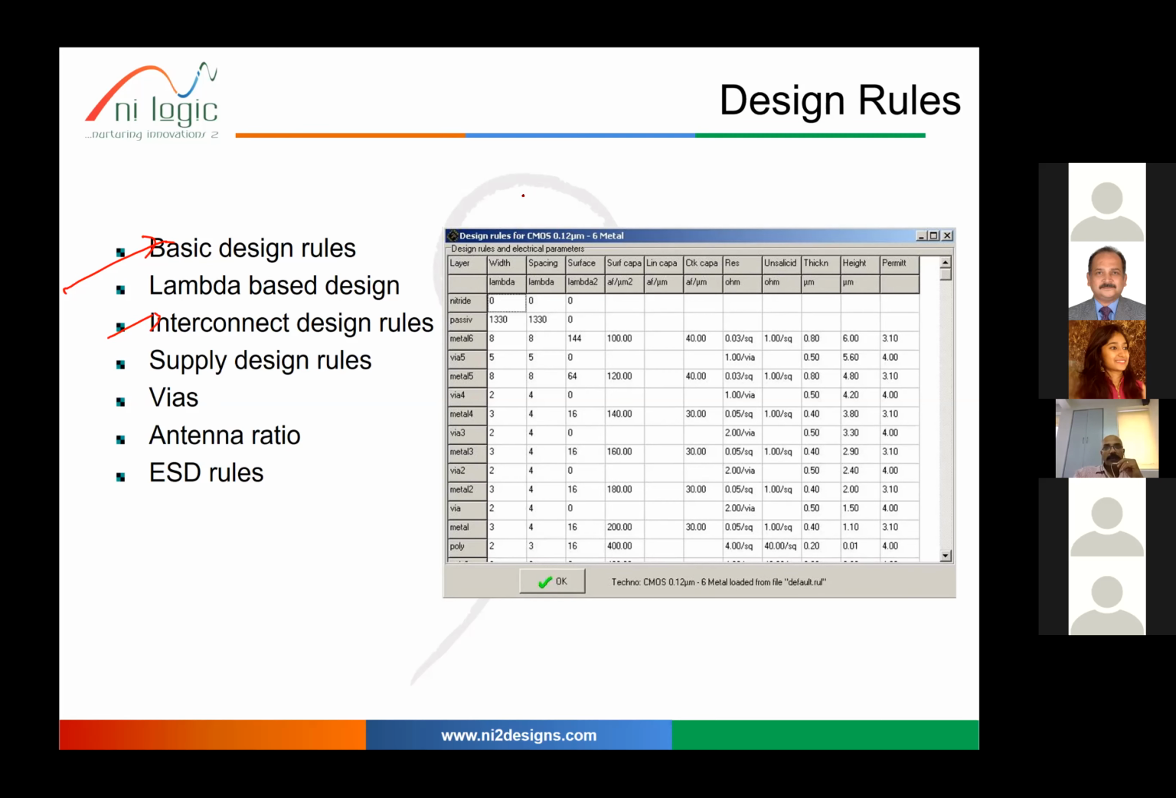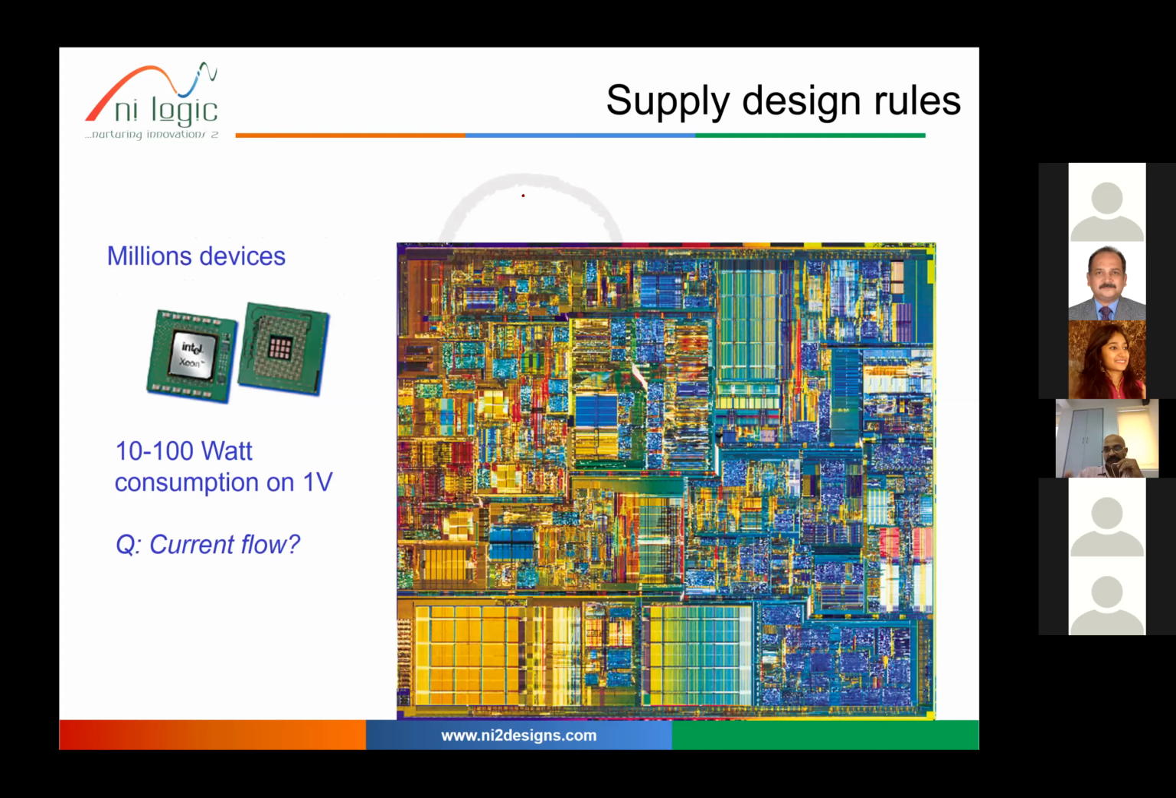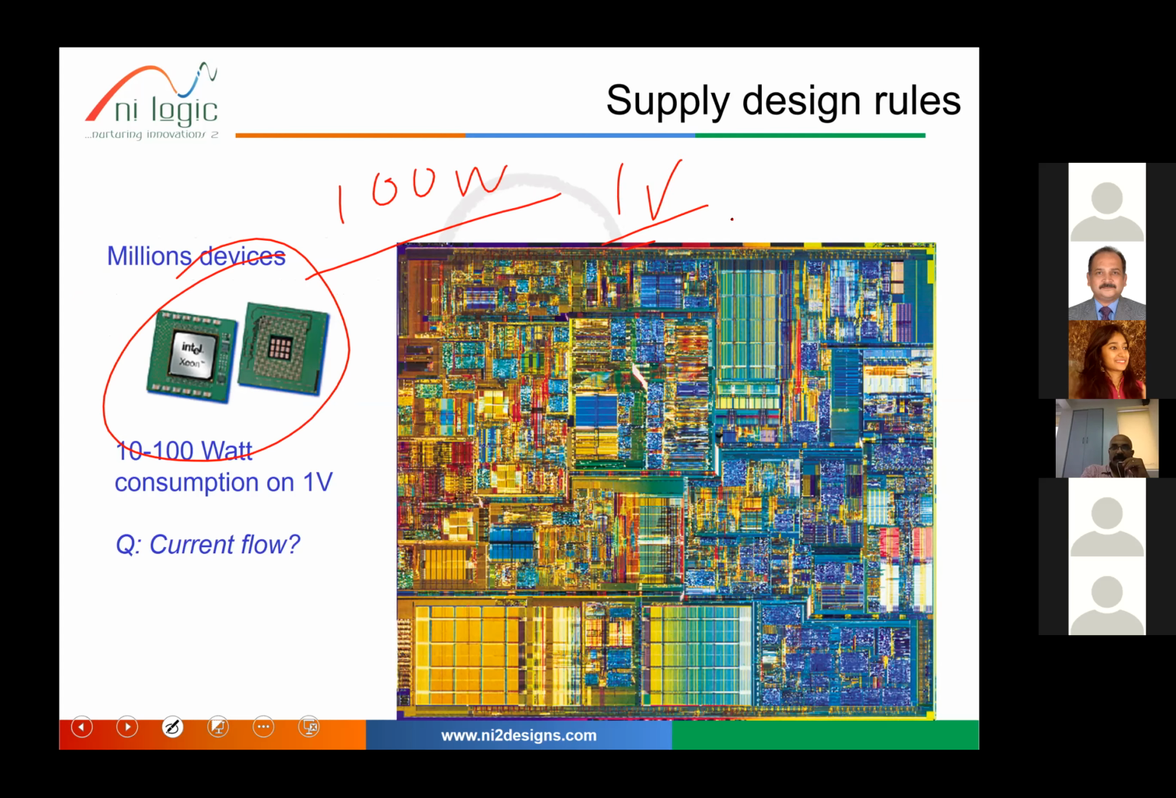Okay, so I will be talking about some design rules and what significance they make. For example, you have some chipset and there are millions and millions of transistors, and let's say that it's just consuming 100 watt of power at 1 volt. Or maybe let's say 2 volt.